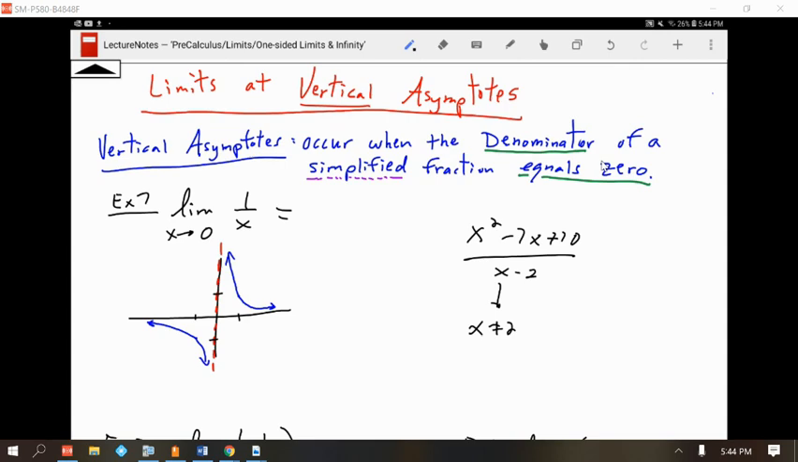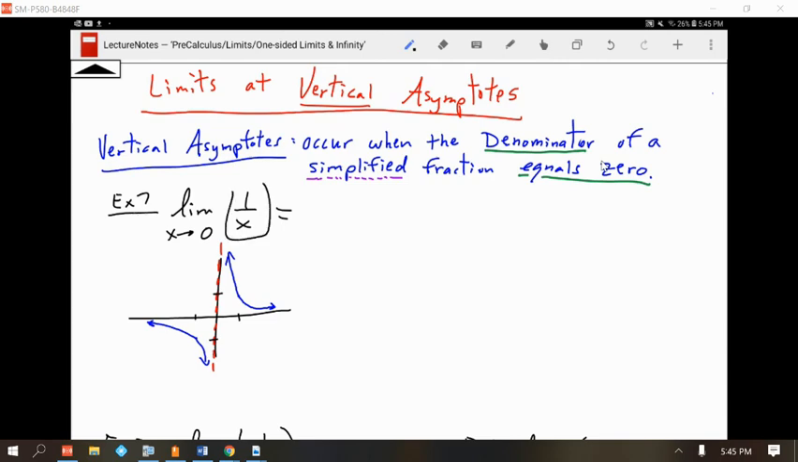But it's not a vertical asymptote, right? This was problem number 2, way at the top. This problem would have a hole at 2. It's a removable discontinuity. It's indeterminate form because it's 0 over 0, okay? I have to simplify the fraction first and then look at the denominator. When you simplify this fraction here, what happens is the denominator becomes a 1, right? Because the factor of x minus 2 cancels out.